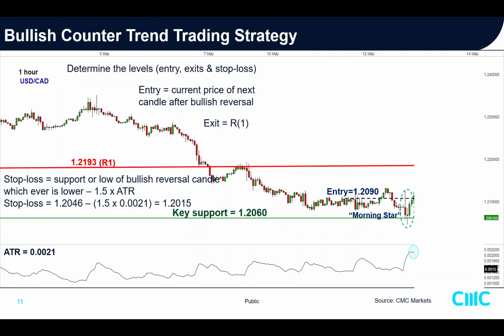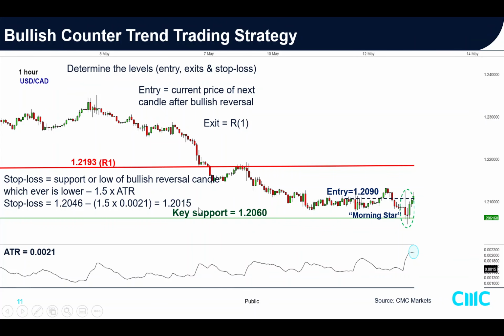Then the next key thing is what will be my stop loss. My stop loss will be taking either the low of the bullish reversal candlestick pattern or the key support level, whichever is lower. Makes sense, right? At this point in time, there's this little tail of the candle that is much lower than the key support. So I'll use the lower tail, or the low price, of this morning star bullish reversal candle, which is 1.2046, minus a factor of 1.5 times the current ATR, which is 21 pips, 0.021.